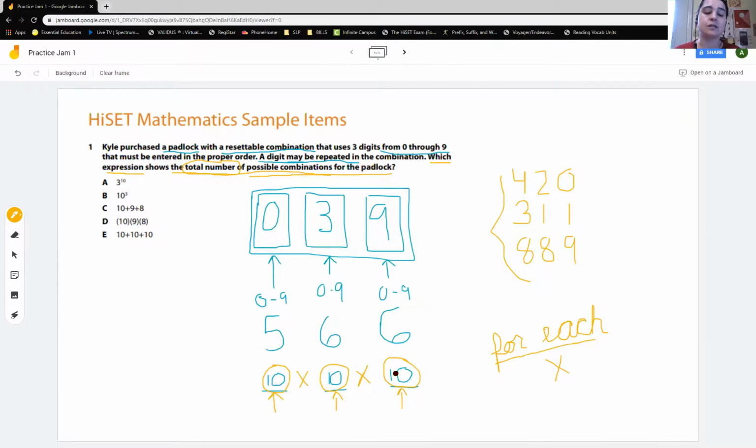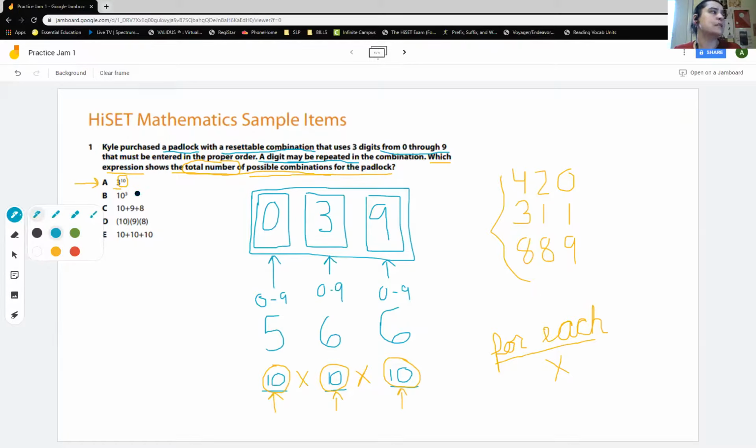They're not asking us what is the answer, right? They're asking us which expression shows the total number of possible combinations. So let's look at our expressions here. Starting with expression A, this is an example of an exponential expression. So there is a base, the base is 3, and then there is an exponent, and the exponent here is 10. So what does that mean, a base of 3 and an exponent of 10?